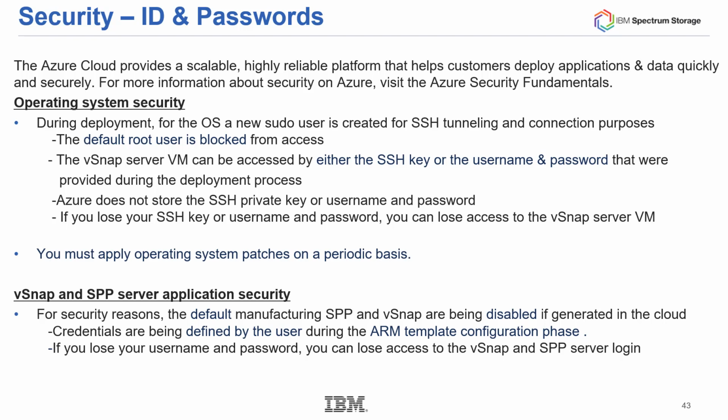You will have to apply operating system patches on a periodic basis to the virtual machines that these are deployed on. When it comes to the vSnap and Spectrum Protect Plus server that we deploy into Azure, we do not use the default manufacturing credentials, so those are disabled, and we'll use the credentials that you set up when you're going through the deployment. So you've got to remember that, because if you lose those, you will not be able to access the vSnap or the SPP server login.